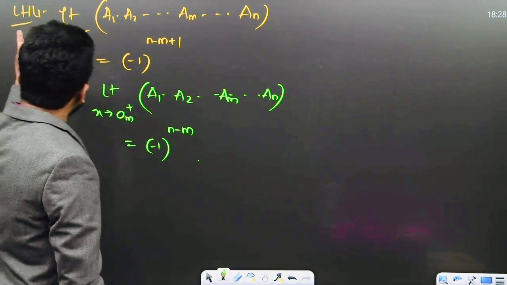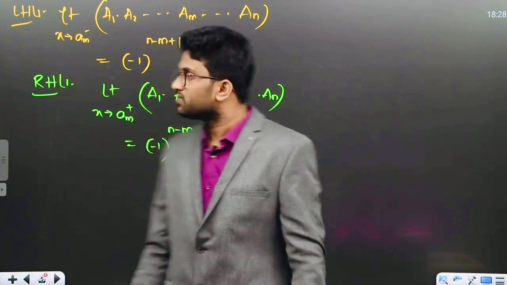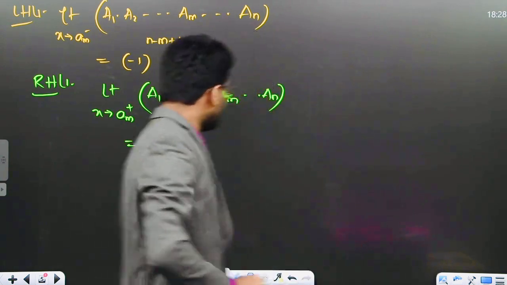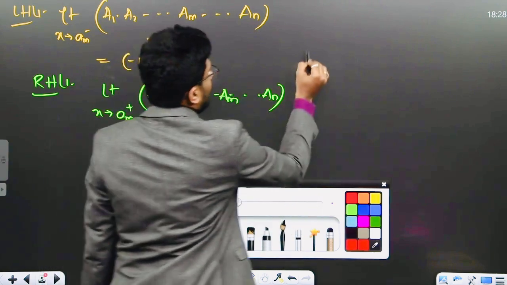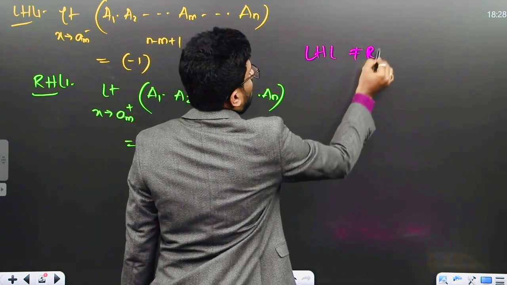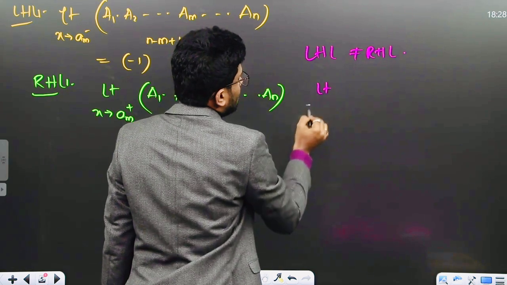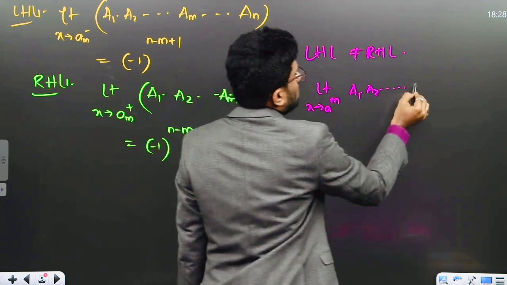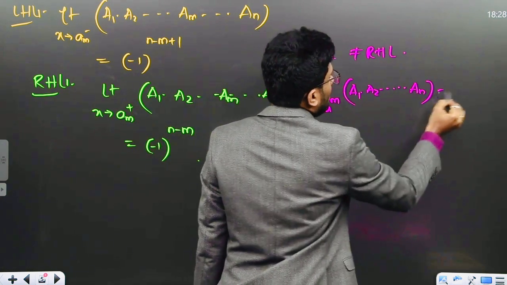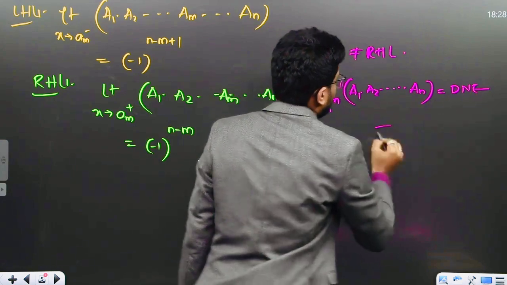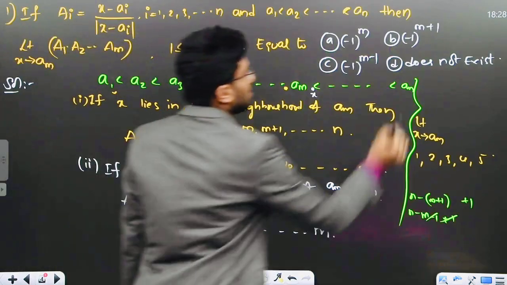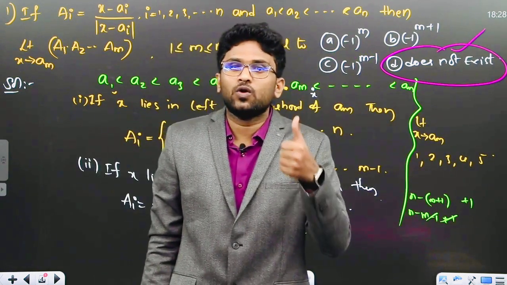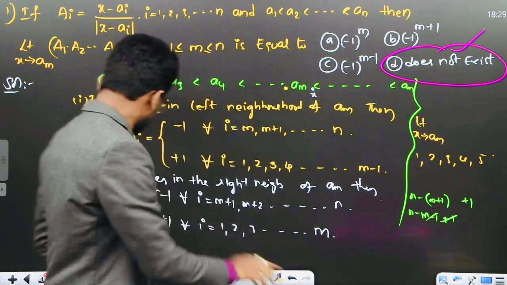Now friends, this is LHL. LHL is finite, RHL is finite, but these two are not equal. LHL not equal to RHL. Hence, limit x tends to am of a1 into a2 and so on an does not exist. Our answer will be option D, does not exist. Hope it is clear. Good, great. Next.